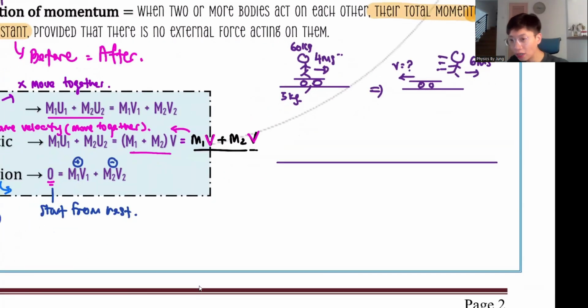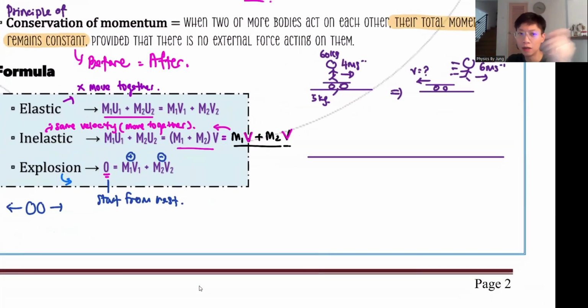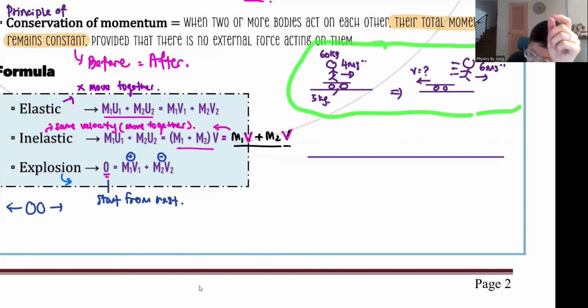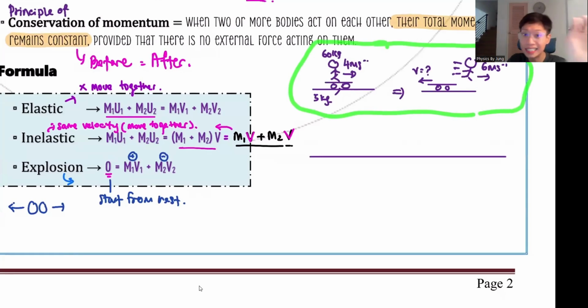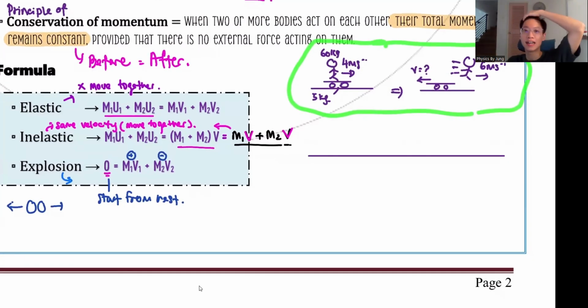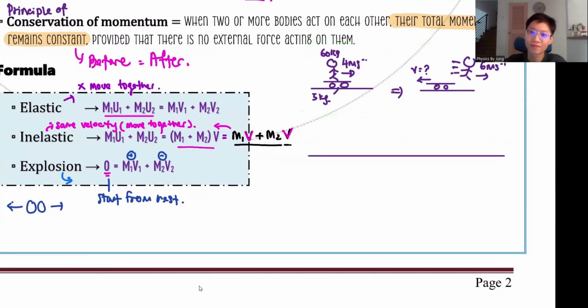Okay, so first of all, what is our strategy when we look at this question? Most of the time, a lot of teachers will say, first you have to differentiate: is it elastic, inelastic, or explosion? So first question, we look at this system, guys. Since this is the Jung Hao and skateboard question, can I say this is an explosion? Yes or no?